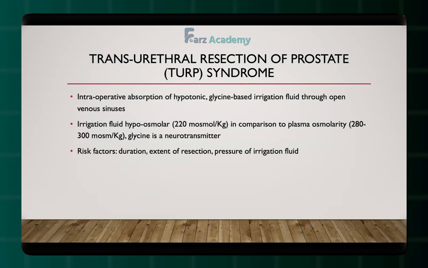Now, what is TURP syndrome, which is transurethral resection of prostate syndrome? It happens because of the intraoperative absorption of hypotonic glycine-based irrigation fluid through open prostatic venous sinuses. The irrigation fluid is hypoosmolar in comparison to the plasma osmolarity, and glycine is also a neurotransmitter. Risk factors include duration, obviously the longer the duration, the higher the chances, extent of resection, and the pressure of the irrigation fluid.